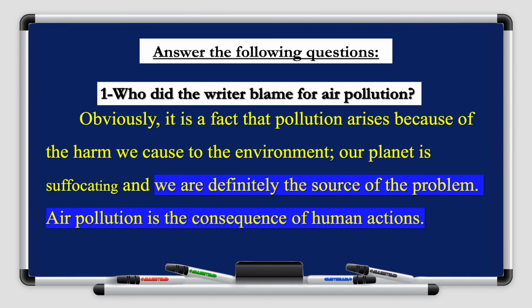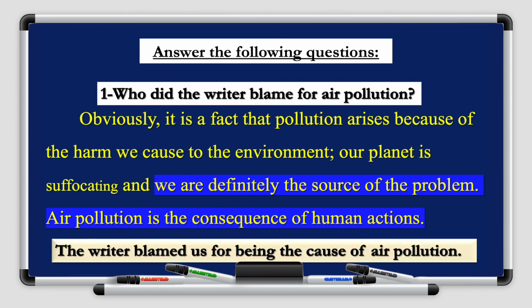Air pollution is the consequence of human actions. So, first of all, the writer told us in his text that we are definitely the source of the problem. Air pollution is the consequence of human actions. It is the consequence of our own actions. So, who did the writer blame? Who? The answer is, as the writer stated in his text, we are definitely. Who are we? Humans. We humans are definitely the source of this problem, which is air pollution.